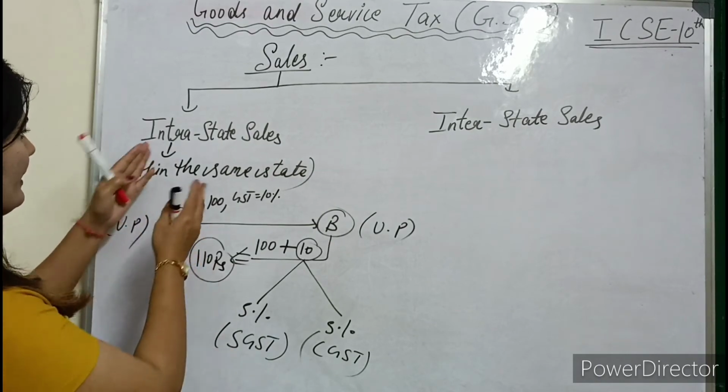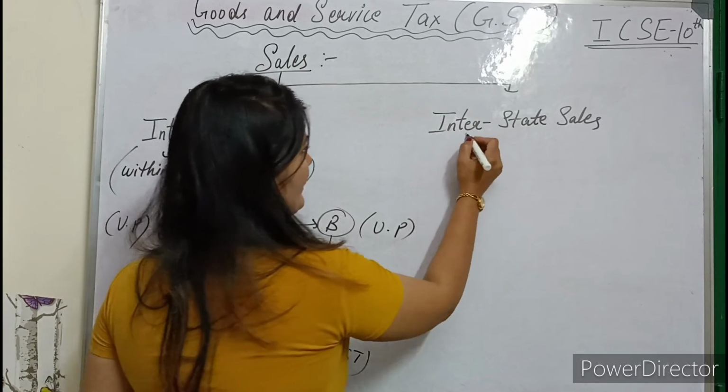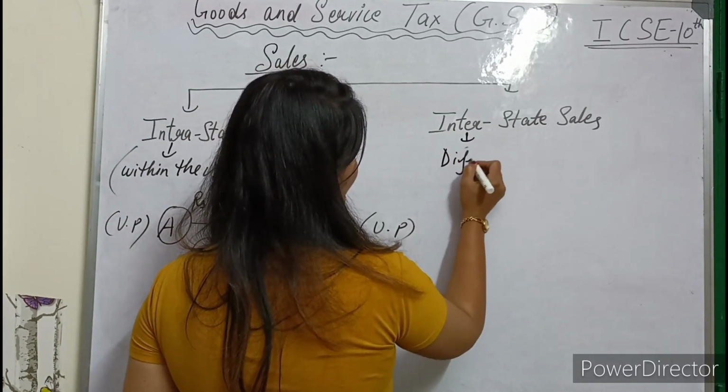So this is about the intrastate sale. Now the next sale is interstate sale. Here inter means two different states.